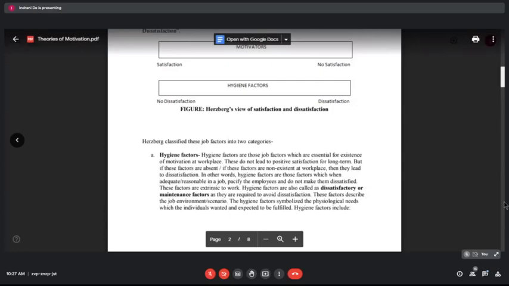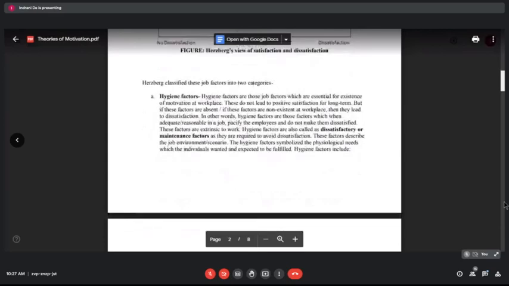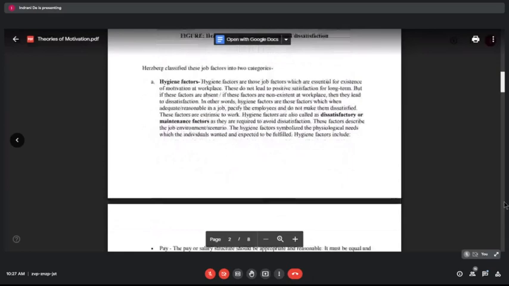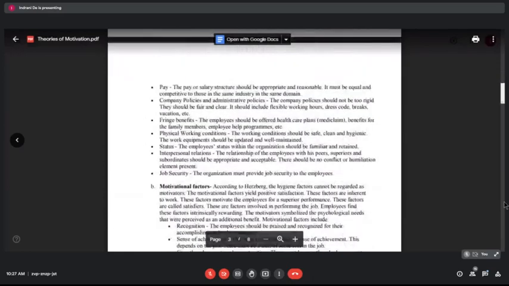We need to maintain them. Okay, later on I will tell you. Hygiene factors are these things, and after that, motivational factors. What are these motivational factors?